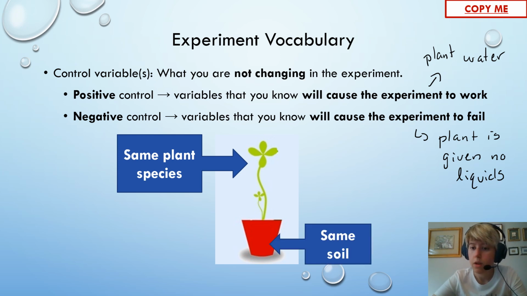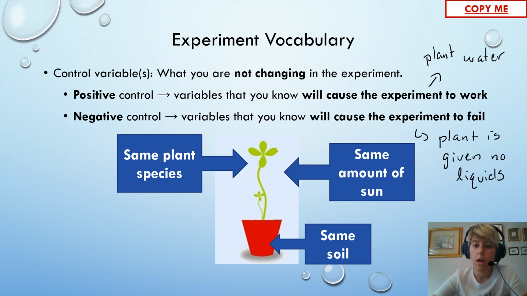The same soil, for the same argument. Not all plants can live in the same soil types, so you want to make sure the soil is consistent for all of them. Also, the same amount of sunlight. We know that plants, because they photosynthesize, need sunlight. Because we are not testing whether the plant can produce glucose or not, we're testing what liquids are best at helping them produce glucose, we want to make sure that the sunlight is the same. So these would be some of the variables that you would want to control for.